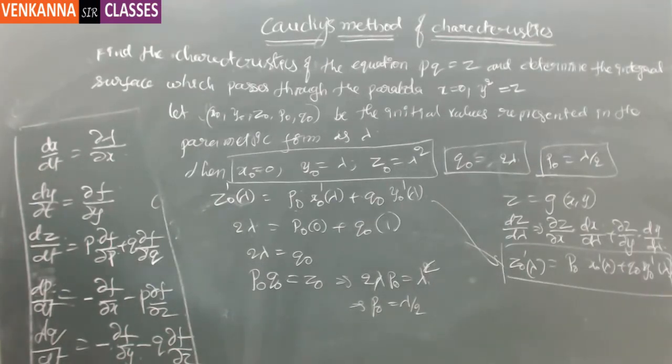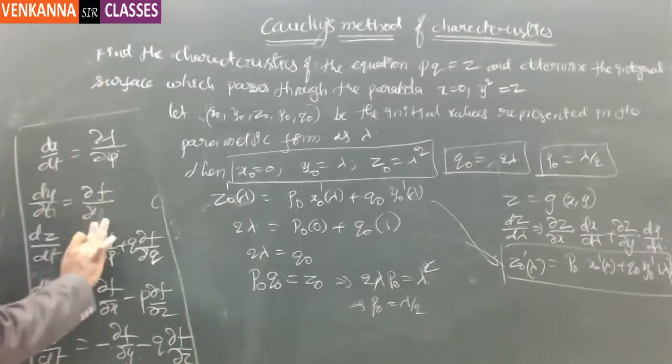Okay. So once you have got these values, then we have to use Cauchy's characteristic equations to get the final solution. Those characteristic equations are given here. Got it? Okay. I think there is a change here. This is P and this is Q.